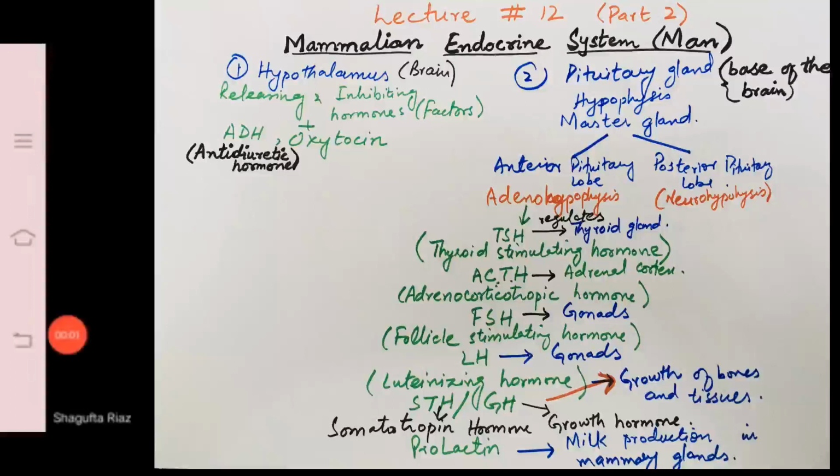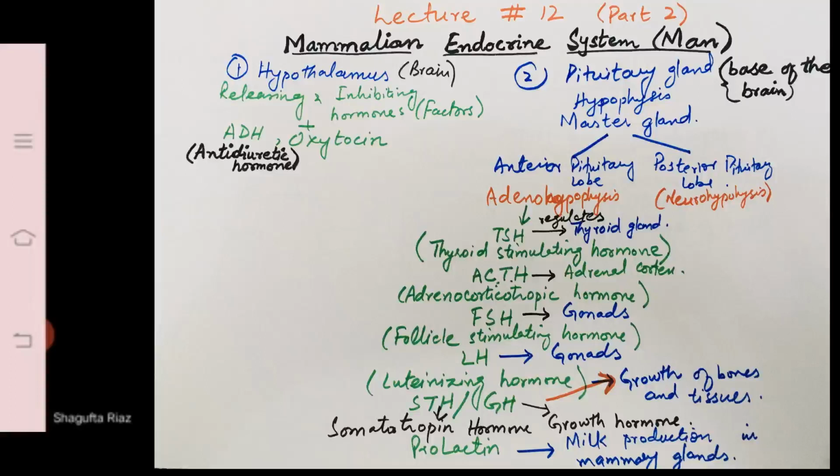Okay, in this lecture, we will discuss the mammalian endocrine system with reference to men. What kind of different glands are present in our body, and what kind of secretions are released from these glands? There are almost 9 glands present in our body, right? And these glands secrete various hormones or secretions which play a very important role in our body activities, right?